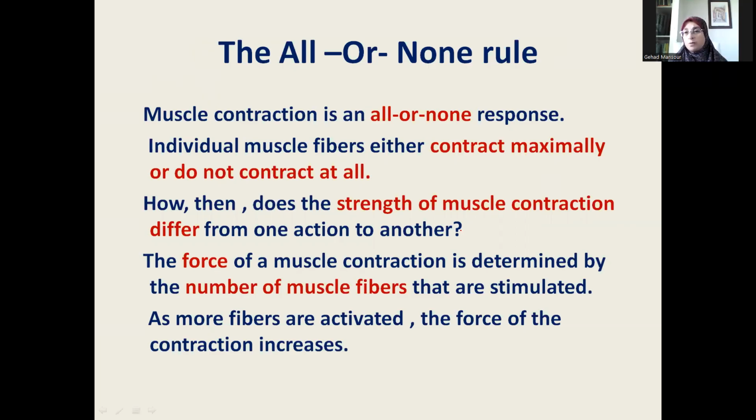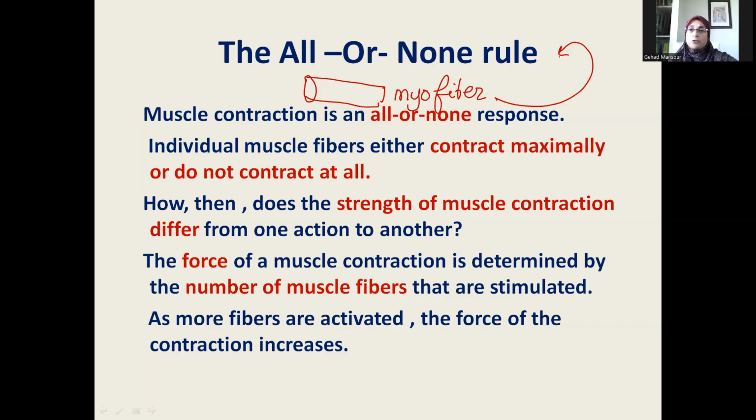But do all muscle fibers contract at the same time? In the biceps, no. They alternate in order not to get fatigued. Why? Because if you consider an individual myofiber, it obeys the all or none rule, meaning that it either contracts maximally at its maximum length, maximum strength, meaning that it shortens to the maximum, or does not contract at all.